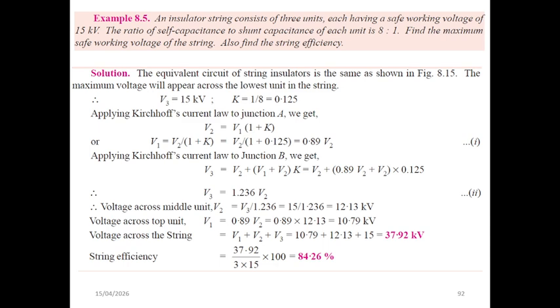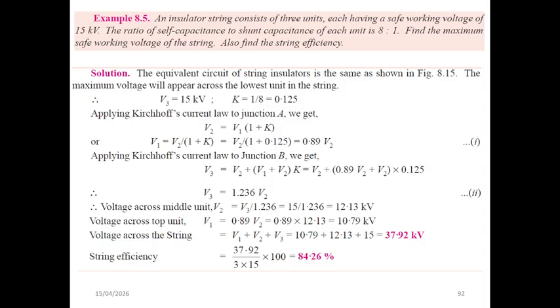So in the solution, the ratio K is first determined. So 1 over 8 is equal to 0.125. Since the maximum voltage appears across the unit nearest to the conductor, the lowest unit is assigned the maximum allowable voltage of 15 kilovolt.